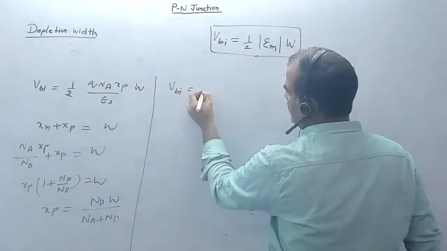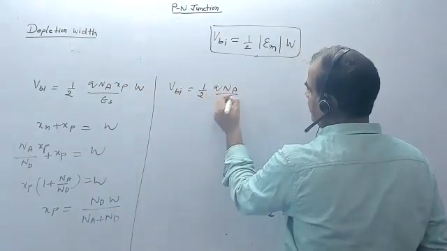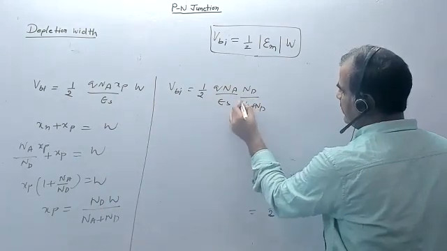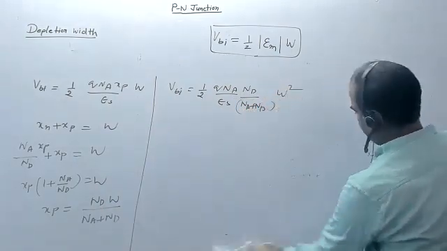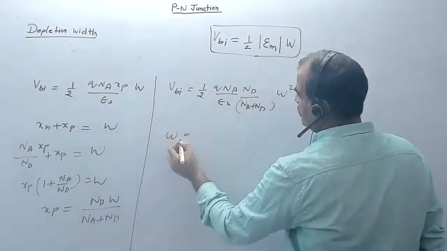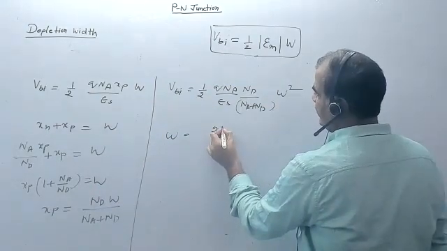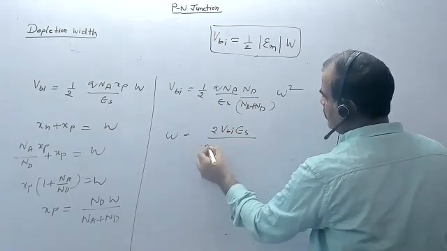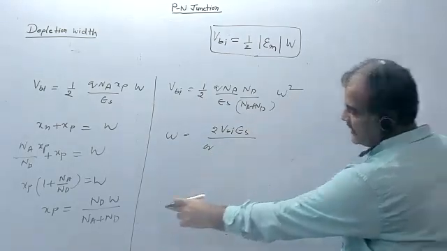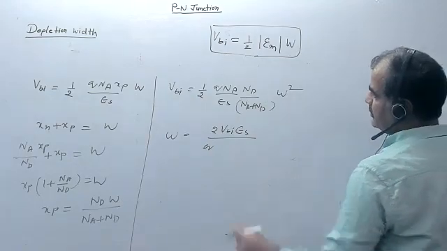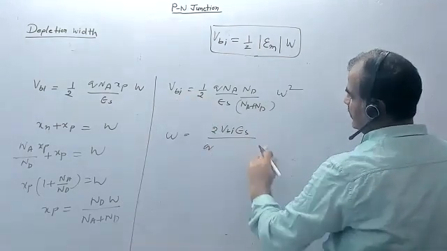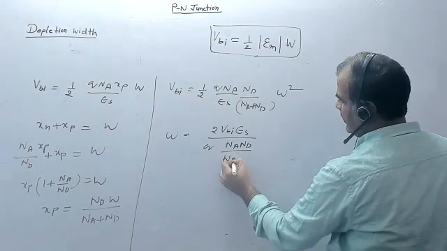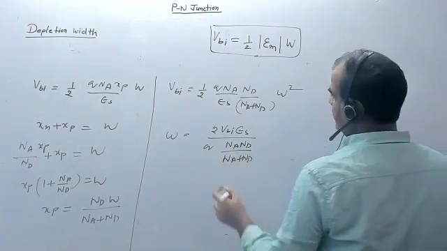You put this xp value here, so you'll get VBI equal to half q na es, xp value is nd upon na plus nd, and this becomes W square. So from here I can write my W is equal to 2 VBI es over q. How is W square happening? This W came from here, right? Yes sir, okay. So this becomes 2 VBI es, q, and this whole thing comes down, na nd upon na plus nd, and then the square root.